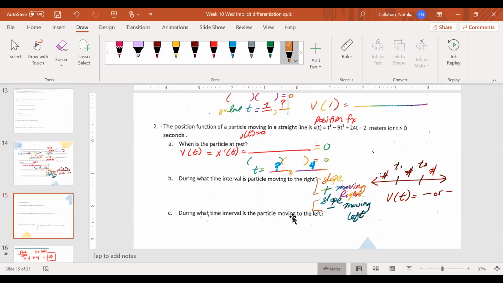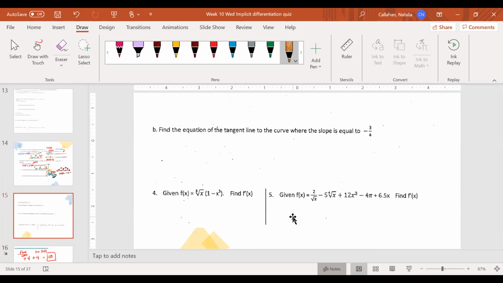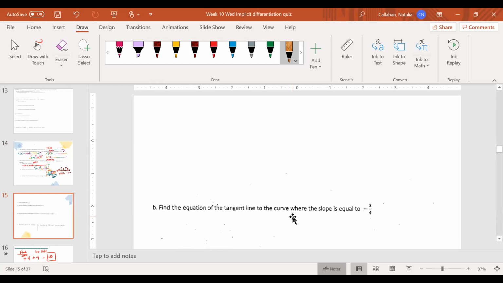All right, and then let's move on to number 15, slide 15, not number 15. Okay, let's move up a little bit. Ooh, what happened? There we go.